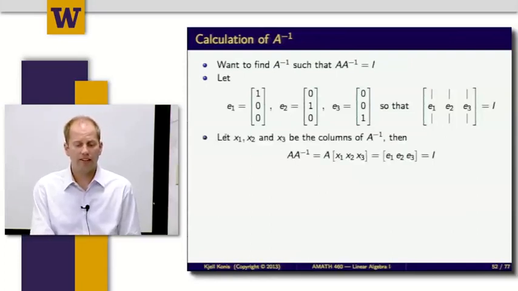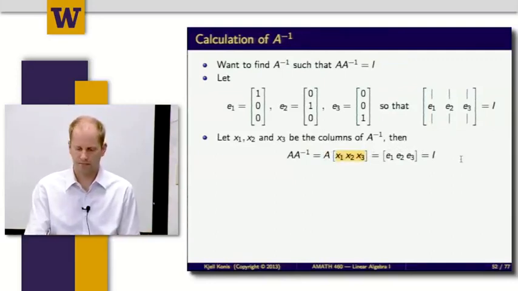And now I can imagine that I have an inverse, A inverse, of this matrix A. And the columns of my matrix A inverse, I'm going to call x1, x2, and x3. So x1 is a column vector with 3 entries, x2 is a column vector with 3 entries, and x3 is a column vector with 3 entries. So I can write out A times A inverse, which is A times these 3 column vectors bound together into a matrix. And I know that has to equal e1, e2, e3, which is the identity matrix.